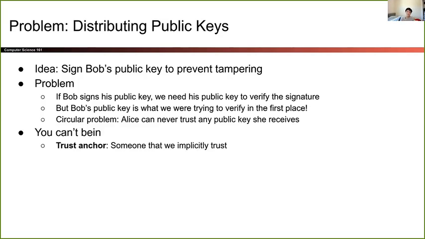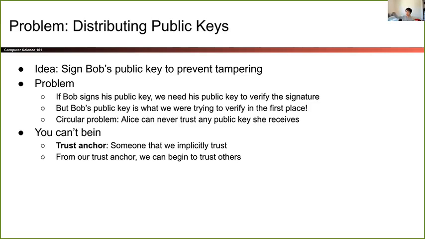So whoops. But the key is you can't gain trust if you don't have anything to trust to begin with. And what we need here is called a trust anchor. A trust anchor is some party that we implicitly trust. So let's say Perrin and I don't trust each other's public key, but we both trust Nick Weaver. If I know Nick Weaver's public key and he signs Perrin's public key, then if I trust Nick Weaver, then I trust Perrin. Nick Weaver becomes our trust anchor.